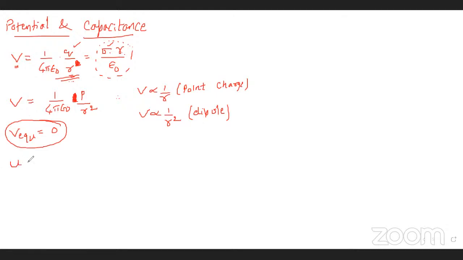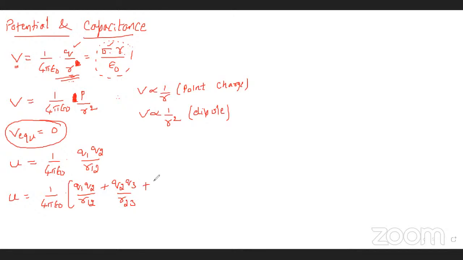Then what is the formula for the potential energy for 2 point charges? It is 1 by 4 pi epsilon naught into Q1 Q2 by R12. This is for a system of 2 charges. For a system of 3 point charges, potential energy is given by 1 by 4 pi epsilon naught into Q1 Q2 by R12, then the second combination Q2 Q3 by R23, plus the third combination Q3 Q1 by R31. What is the potential energy for a dipole? It is pE into cos theta 1 minus cos theta 2.